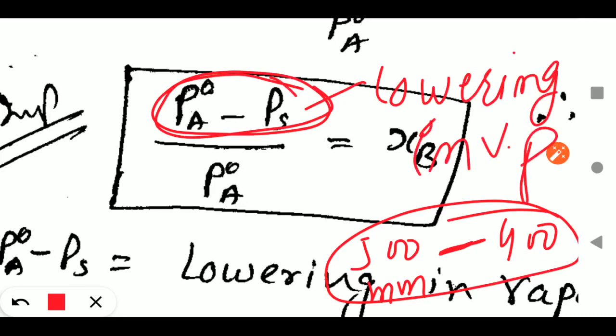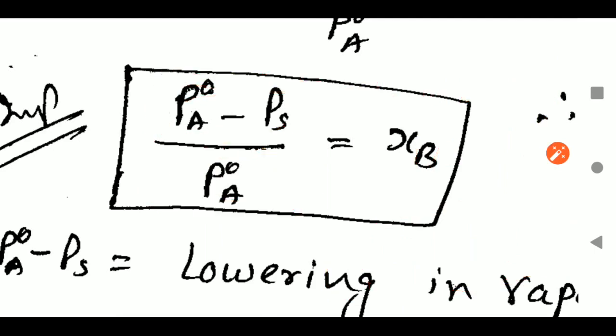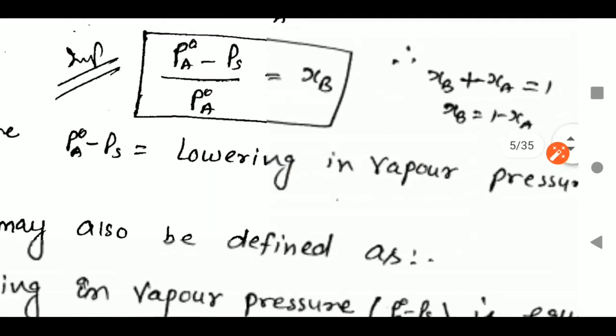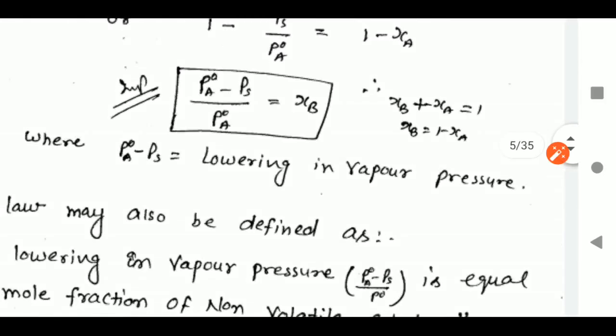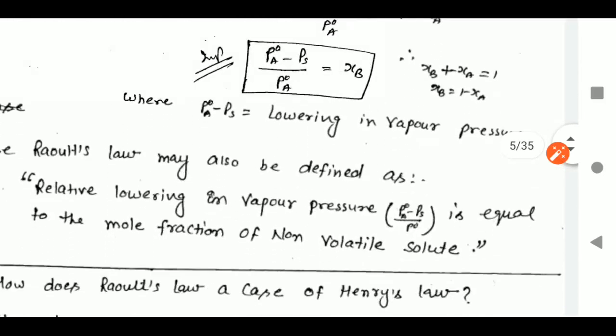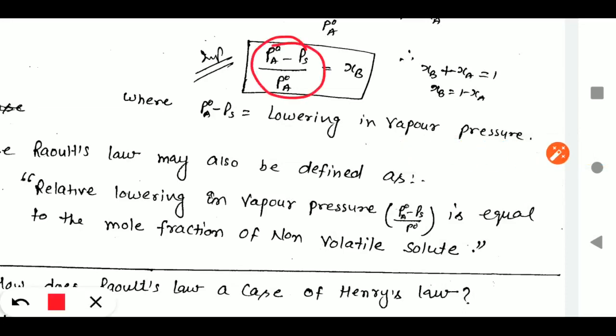So this term is known as, very important, lowering in vapor pressure. When you divide this lowering in vapor pressure by the vapor pressure of pure state, this whole quantity is called relative lowering in vapor pressure. This is very, very important. You can look here. P naught minus PS is the lowering in vapor pressure, and this is another statement of Raoult's law. What? Relative lowering in vapor pressure is equal to XB. XB is what? Mole fraction of solute. So this is another third definition.